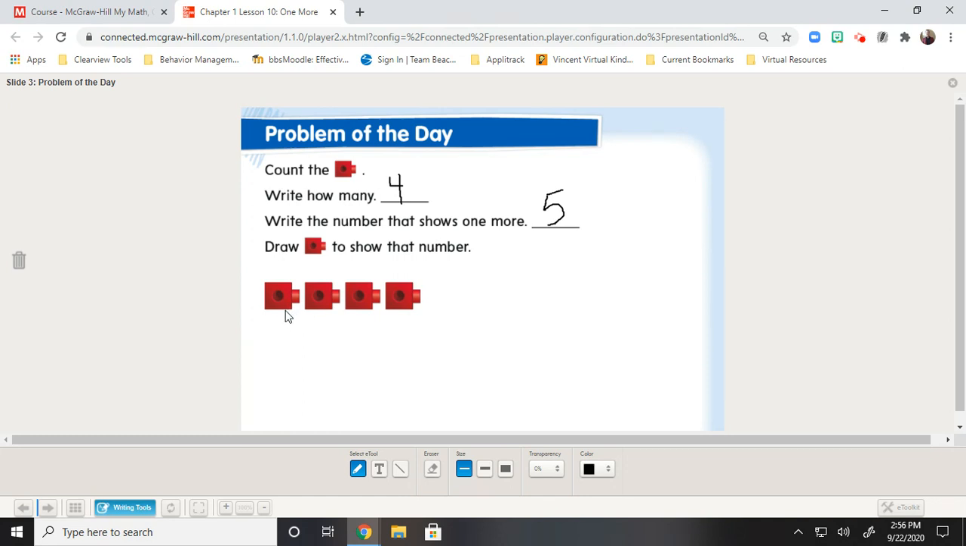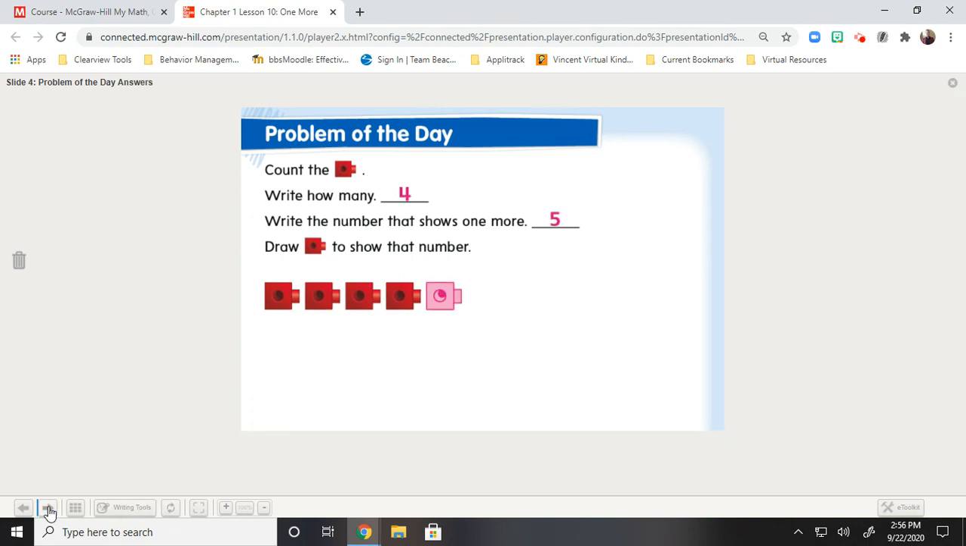Okay, so we have 1, 2, 3, 4, and now I need 5. I'm trying my best to make a block with a circle in the middle. Let's see if I'm right. Hey, look at that. We did it. So the number was 4, and then we added one more to make 5. Let's see what else we can do.